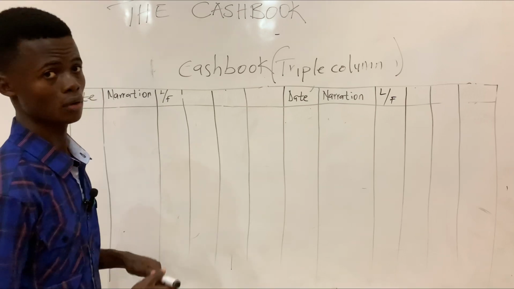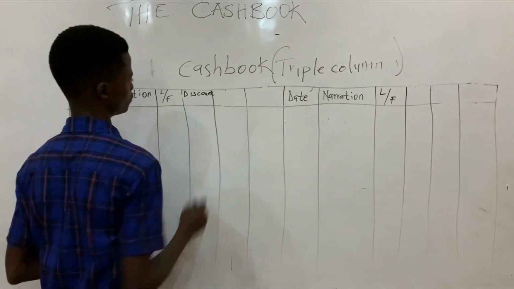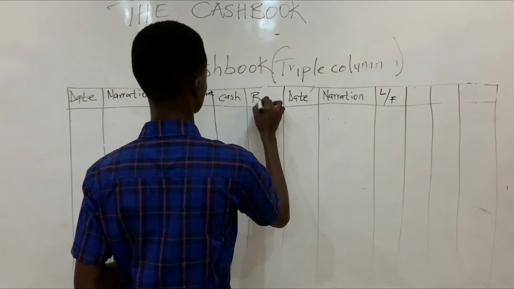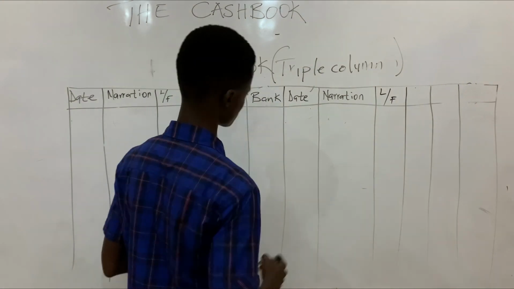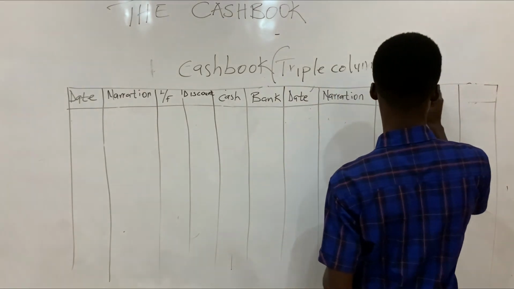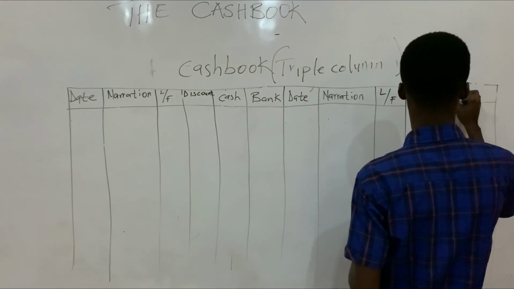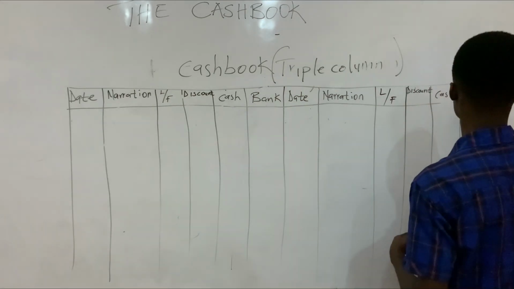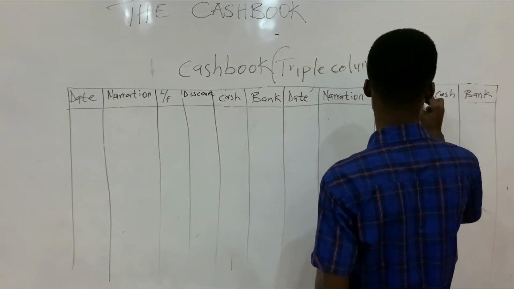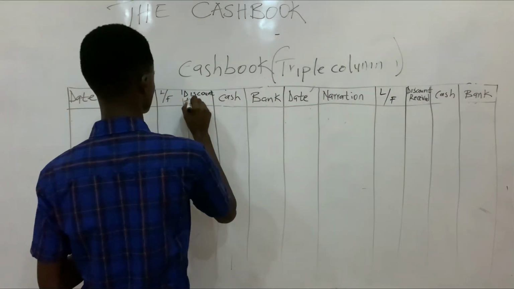So the first column records discounts. The second column records cash. And the next one records check or bank transactions. And this is the receipt side. So the payment side also records discounts, cash, and bank. This discount received and this discount allowed.